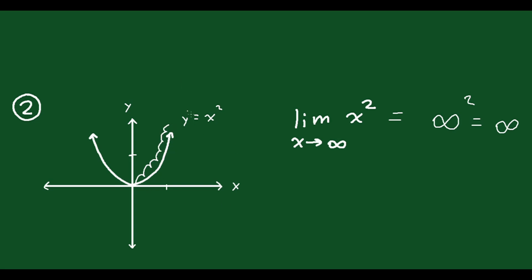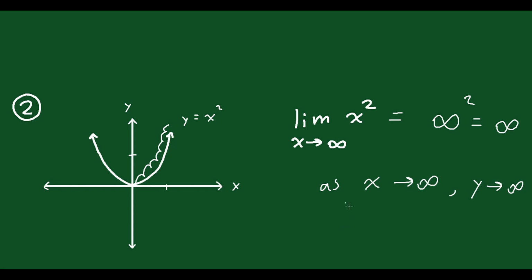x is going to infinity. You're going very far to the right, so your y values are increasing very, very high. They're also going towards infinity. So in summary, I could say as x goes to infinity, y also goes towards infinity.